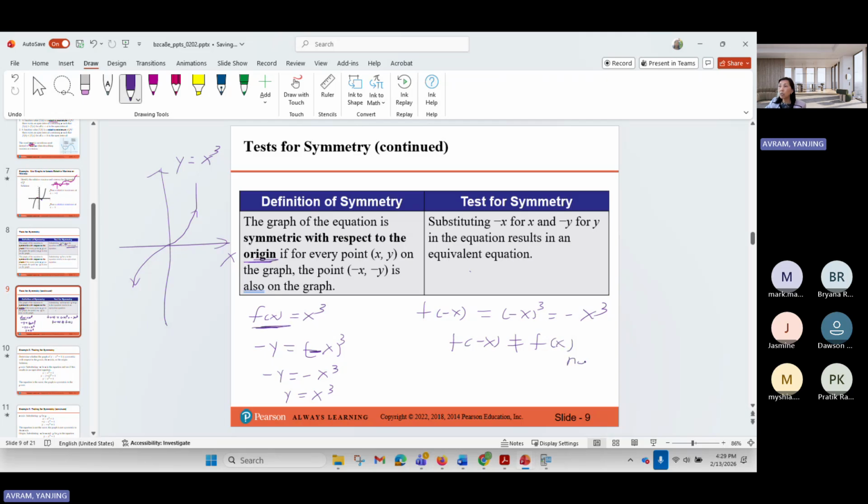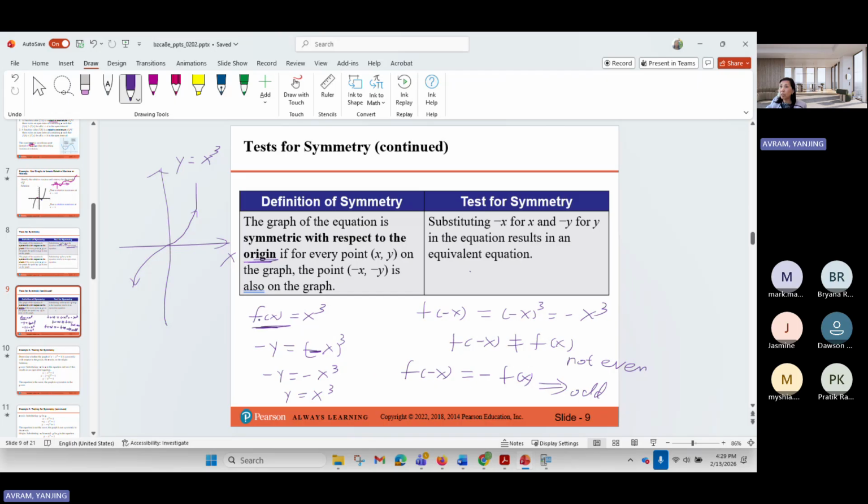So this one is not an even function, not even. But this one is an odd function. So what is an odd function? If I can produce f of negative x equal to negative f of x, this will be an odd function.